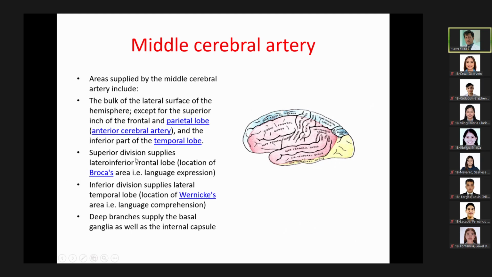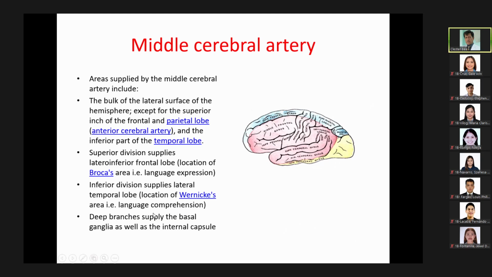Now, the superior division of the middle cerebral artery supplies the lateral inferior frontal lobe, where you have your Broca's area. The inferior division supplies the Wernicke's area, which is a portion of your parietal lobe. Now, the Broca's and Wernicke's areas are concerned with language: spoken language and comprehension of language.